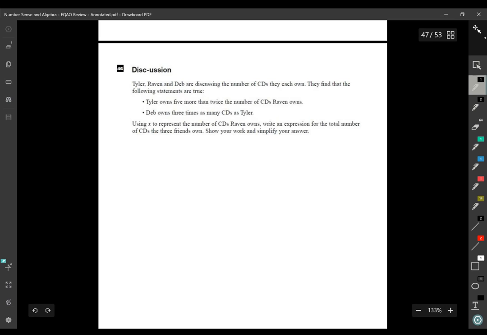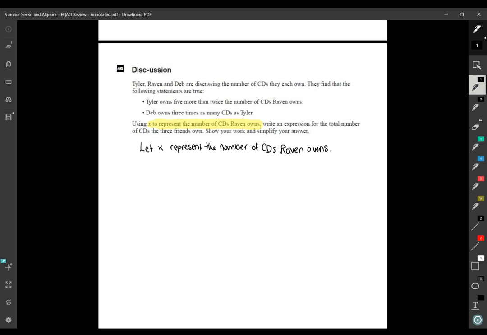Okay, so, well, this question already tells us, right? It tells us that we're going to use X to represent the number of CDs Raven owns. Okay, so I'm just going to write that out again. I'm going to say we're letting X represent the number of CDs Raven owns. Okay, that's my first step. Remember, these sentences are important in word problems.